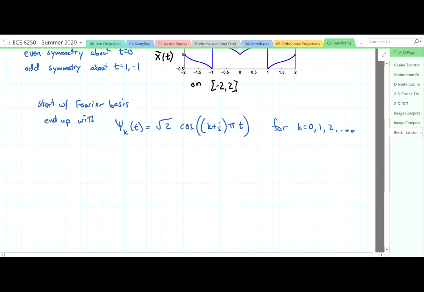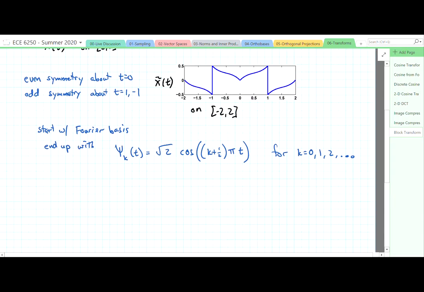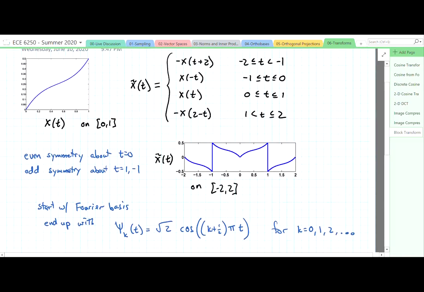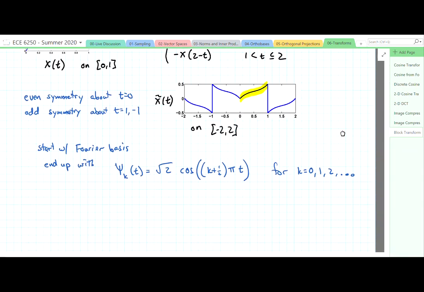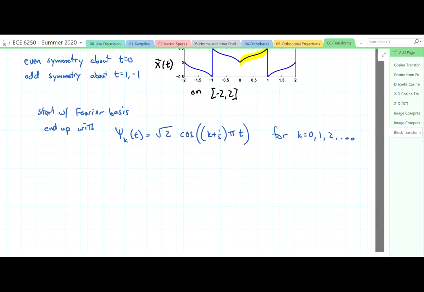Okay, so now if this basis can represent anything on -2 to 2 that has this weird symmetry property that we've defined up above, then it can obviously represent anything here from 0 to 1. And so we're back where we were before. By coming up with some symmetry, we end up coming up with a new basis that's kind of a special case or subset of the Fourier basis. And these psi k of t form an orthobasis for L2 of 0, 1.